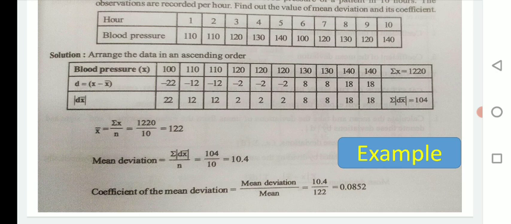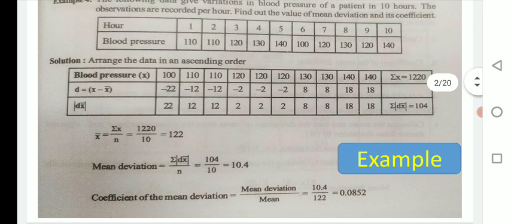So for the first reading, that is 100, the difference between 122 and 100 is minus 22. Similarly, the difference between 122 and 110 is minus 12. For the third reading, the difference between 122, that is the mean, and 120 is minus 2. We have to calculate the same way up to the last column.